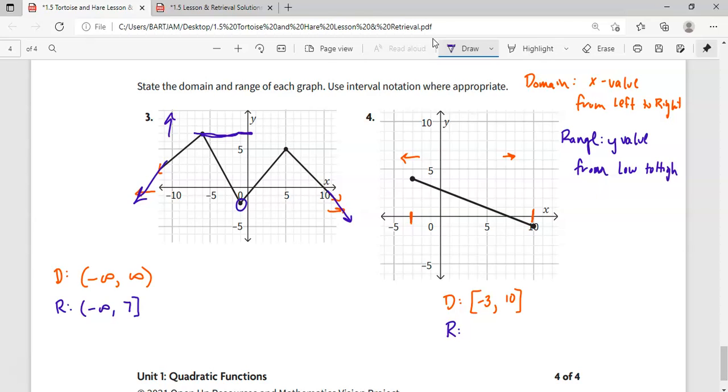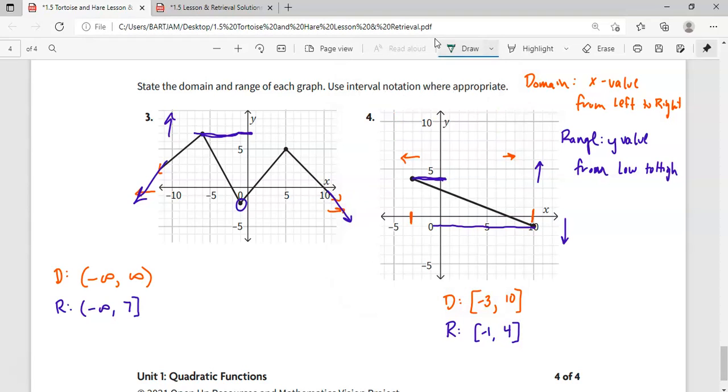If we look at question number 4, the graph extending downward, the lowest it gets to is when y is -1. So I'm going to have a bracket. And extending in the upward direction, my graph maxes out when y is 4, and 4 is included. So my range would be from -1 to 4.